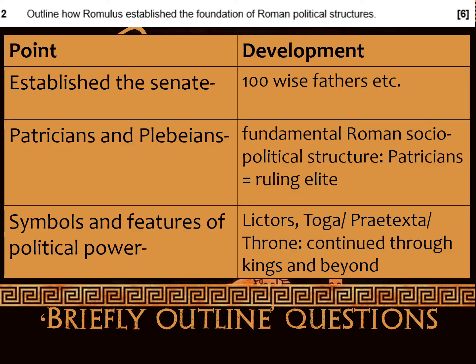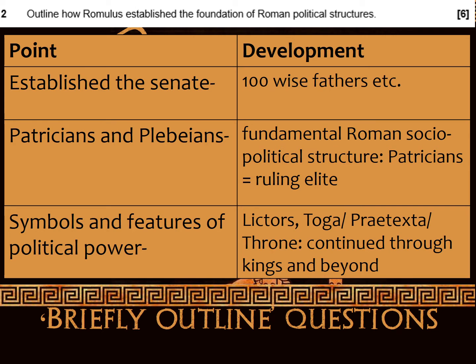And let's move on now to an example from the Foundations of Rome paper. Again, this is from the sample material on OCR's website. The question clearly says, outline how Romulus established the foundation of Roman political structures. Now, this is a little harder than the other one because it's quite specific. It's just talking about political structures. So if you start talking about Romulus's foundation of Rome, the wolf thing, Palatine Hill, you would get 0 marks. It's got to be quite specific.